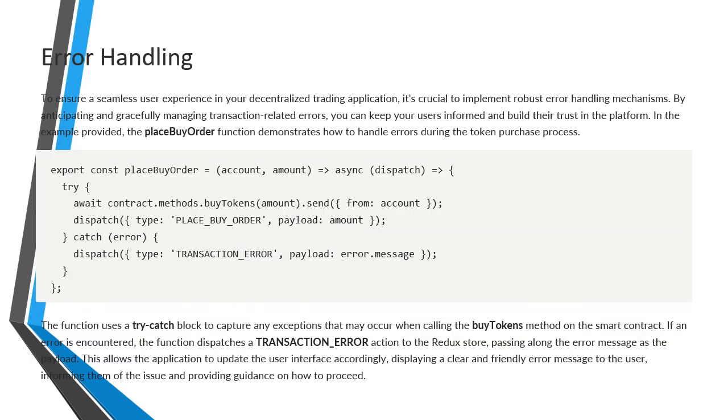We can also do the error handling part, which is really important for a decentralized application. Here the placeBuyOrder function demonstrates how to handle errors during the token purchase process. This code we have seen earlier, so you will be able to understand what it is doing. The function uses a try-catch block to capture any exception that may occur when calling the buyTokens method on the smart contract.